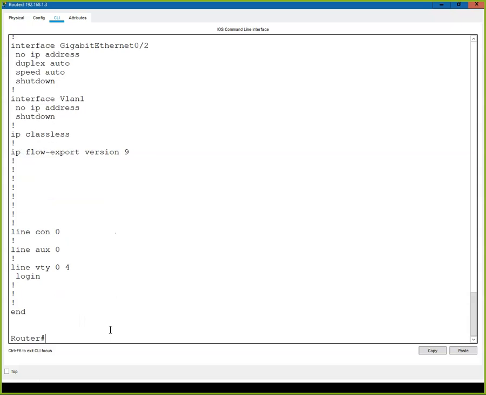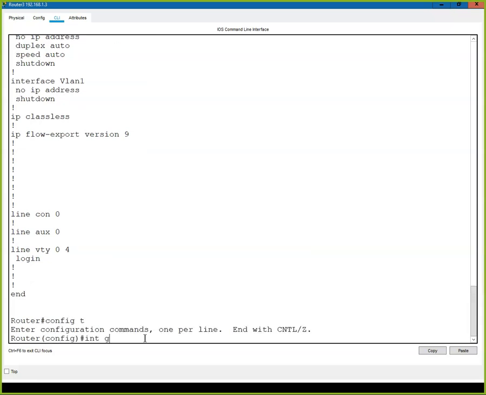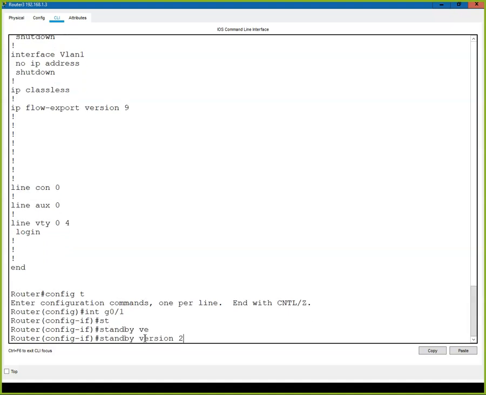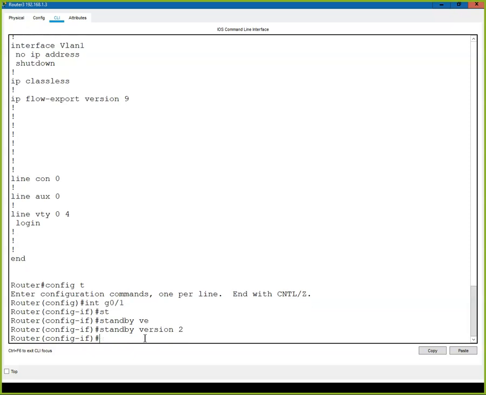So in order to configure this, it's another pretty straightforward configuration. It's just a matter of keeping all the facts. Let's go to config first, I guess. Interface Gig 0/1. And we're going to do standby version 2, because version 2 is on the other interface. Now we have to have a standby group, and this side is standby group 1. So we'll do standby 1, and if you don't do the 1, and that's what I usually do a lot, it assigns it to standby group 0.